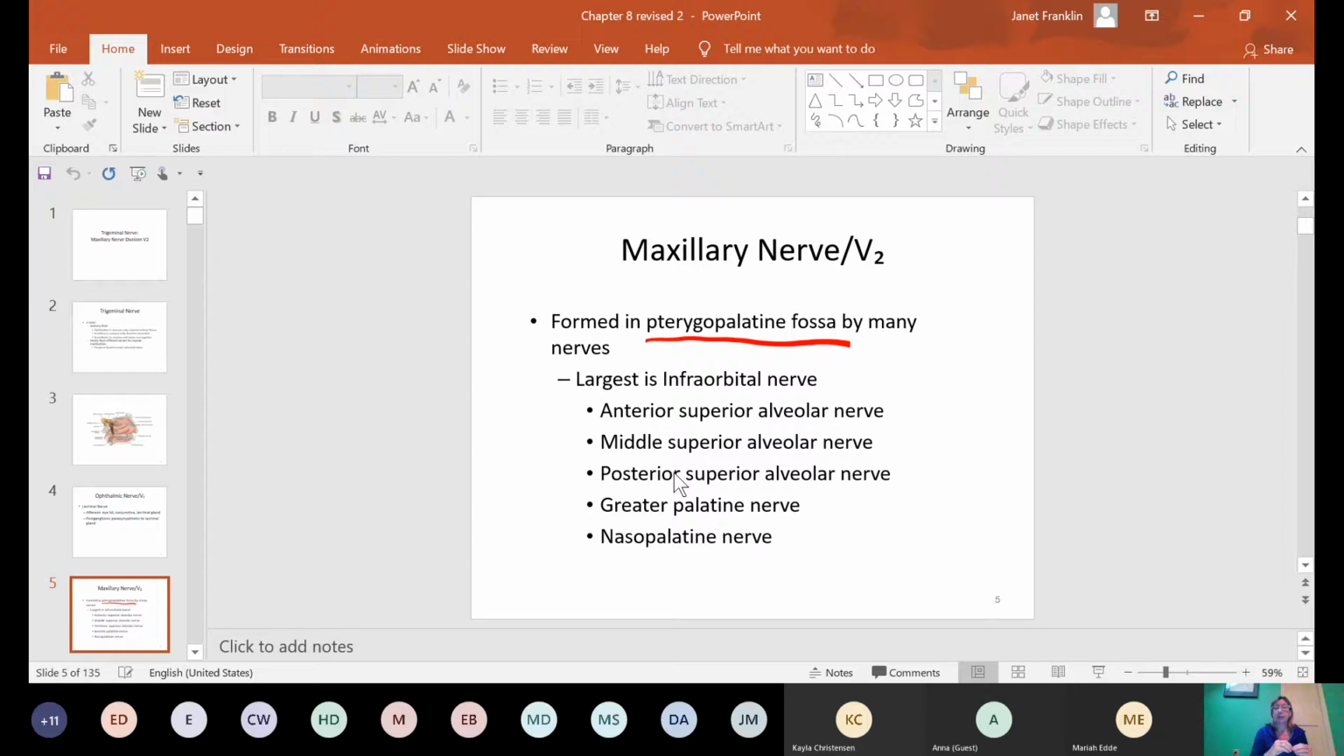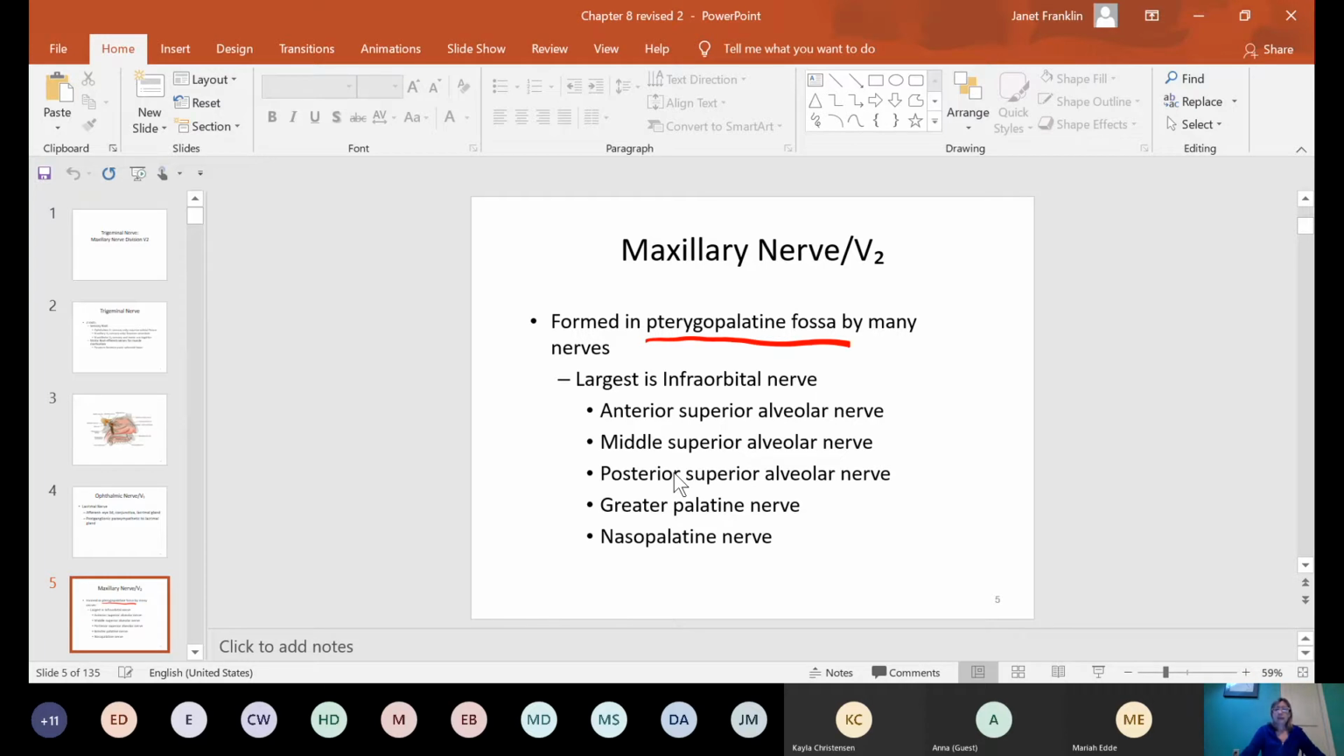It goes to the infraorbital nerve, which passes through the infraorbital foramen. You remember the infraorbital foramen was like right here. I've got a skull. It's right here below the eye. It's this little hole below the eye. So that's where the infraorbital nerve passes through.